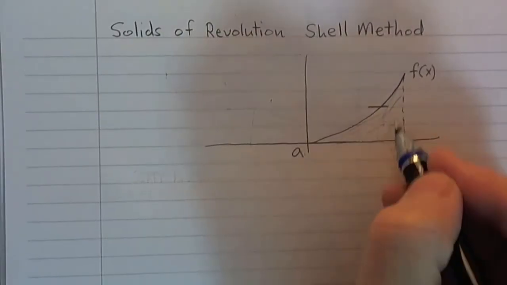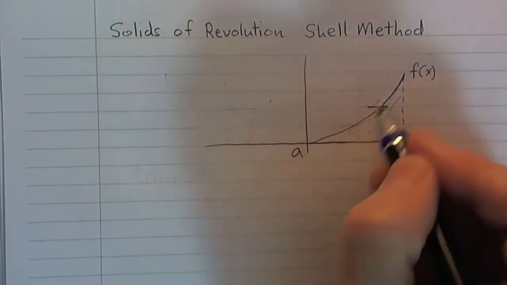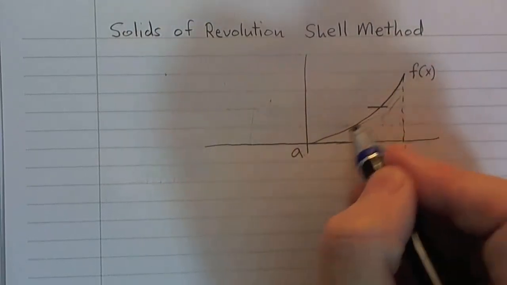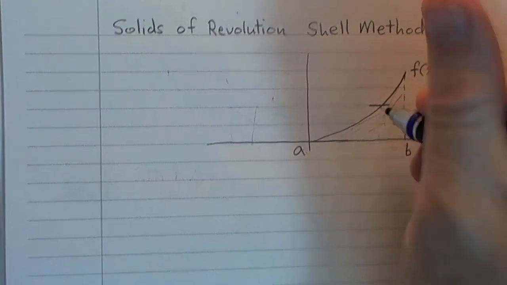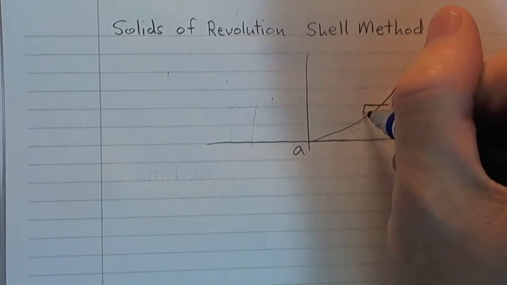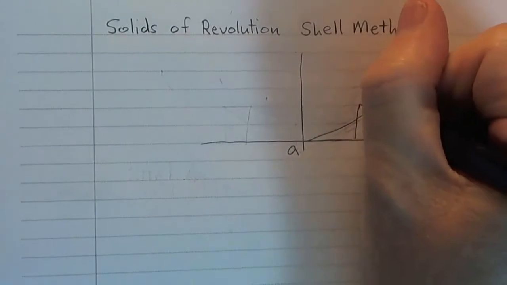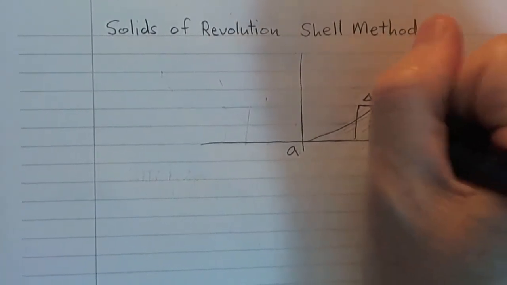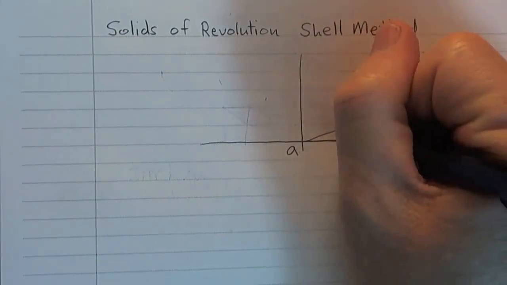Now you can picture what that might look like. It's going to look kind of like a skateboard thing, something skateboarders would use, right? You can see this solid. And let me start by just making a rectangle here. Now this rectangle has a width of delta x, and I'll just say here's x. So the height here is f of x.